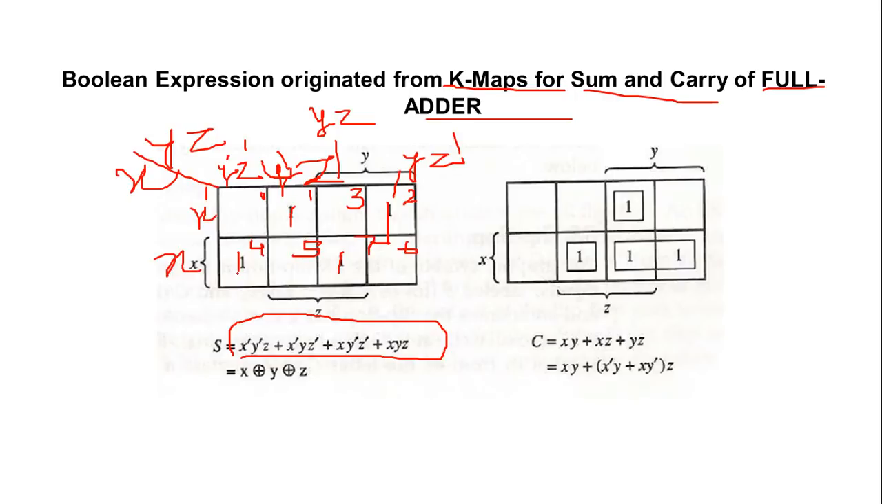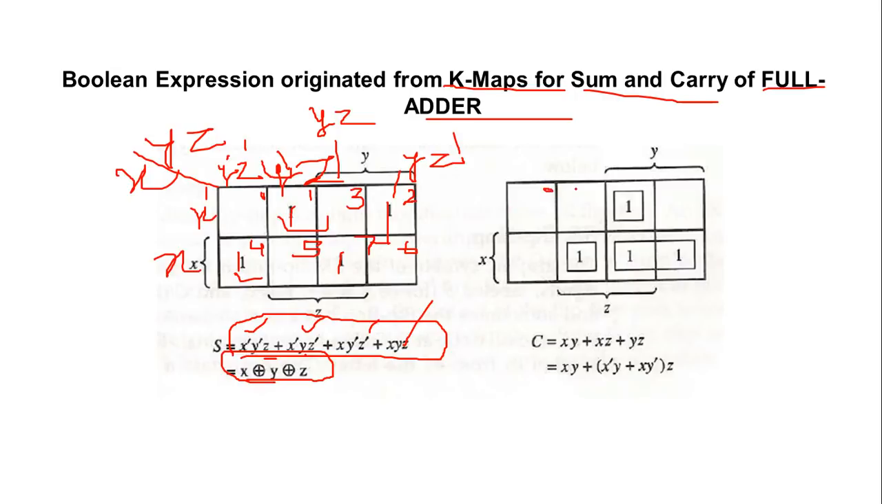So what I am getting here, we will start from this particular term one. It is x bar, y bar, z bar, then x bar, y bar, z. This is what it is depicting. Then next is x bar, y, z bar, right? Then again the next two terms. So we need to simplify it. Ultimately, we will get to know that this expression is nothing but x XOR y XOR z. Same is the case for the carry also, right?